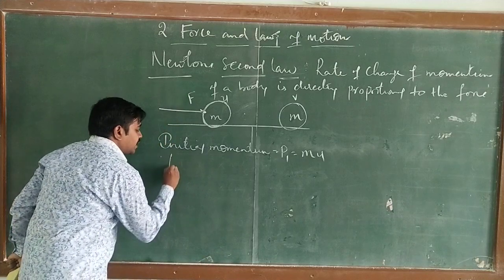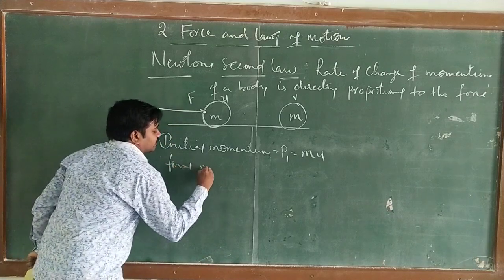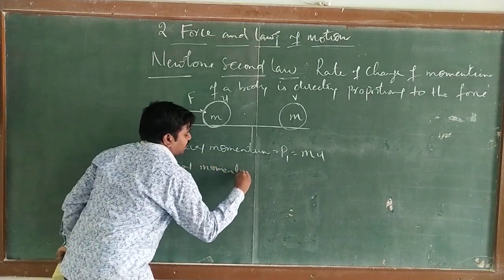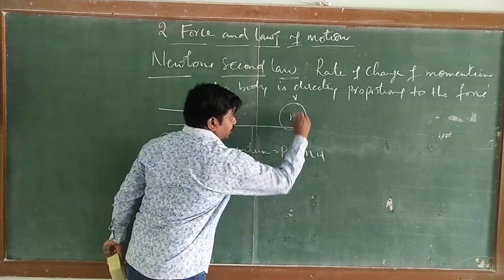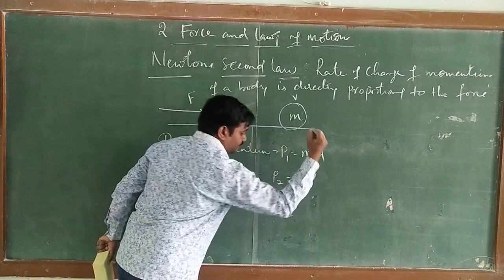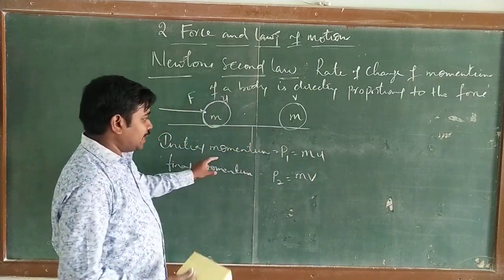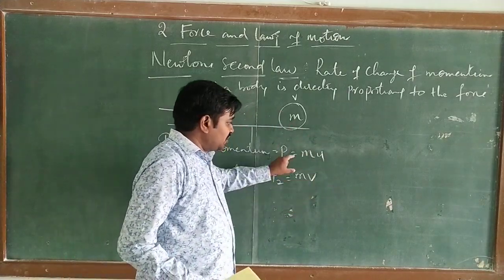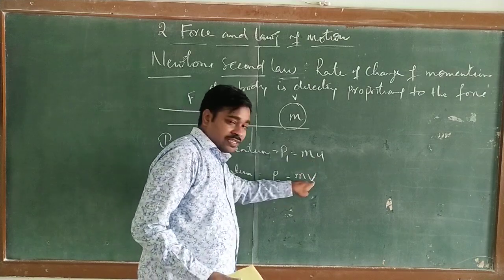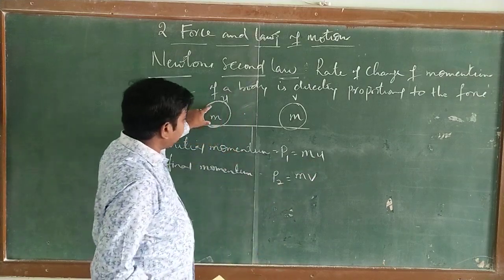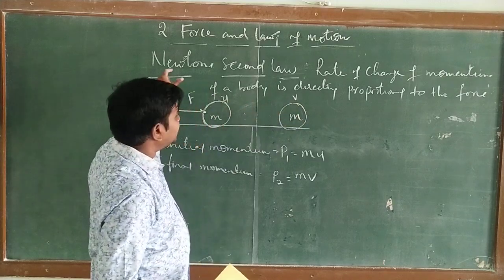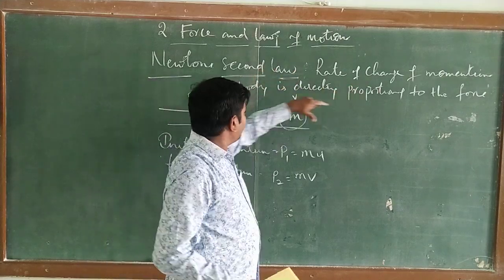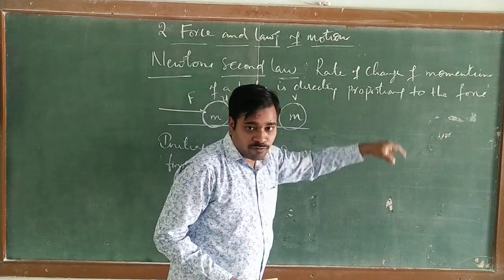And the final momentum P2 is equal to what? mv. So this is the initial momentum and this is the final momentum. Initial momentum is mu, final momentum is mv. To change from initial momentum to final momentum, we have taken some time. And what is Newton's second law? The rate of change of momentum of a body is directly proportional to the force.